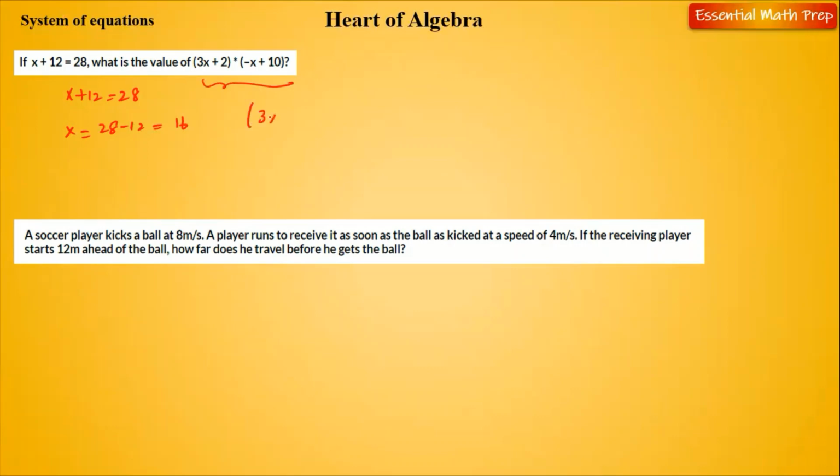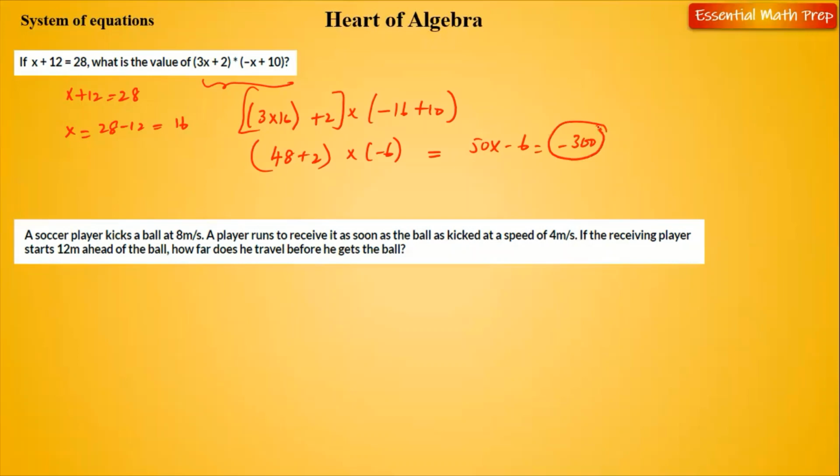So it's 3 times 16 plus 2 times negative 16 plus 10. So 3 times 16 is 48 plus 2, okay, times negative 16 plus 10 is negative 6. So 48 plus 2 is 50 times negative 6 is negative 300. I don't see how this is a difficult problem, but you need to know how to do these problems as well.